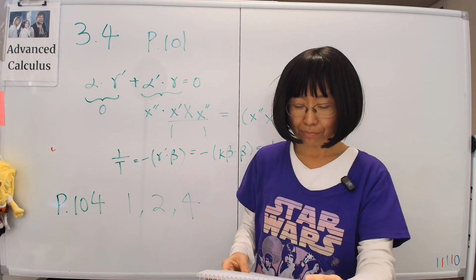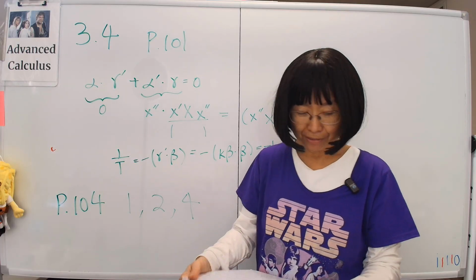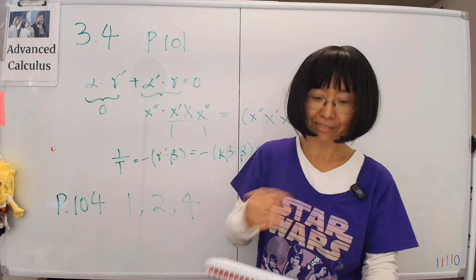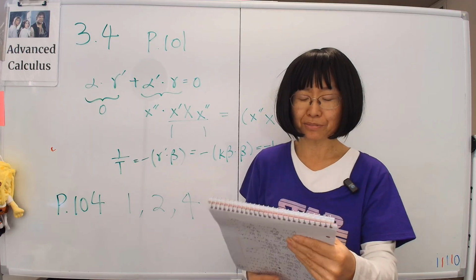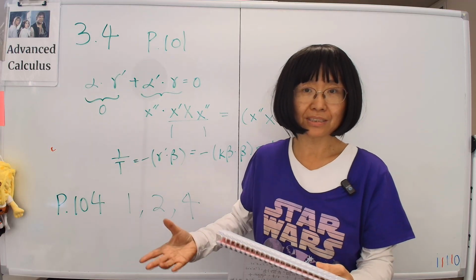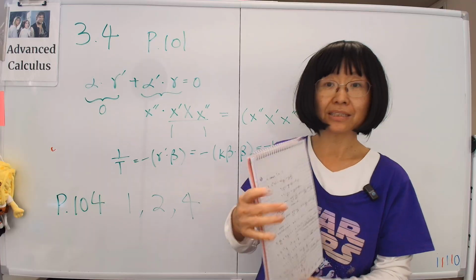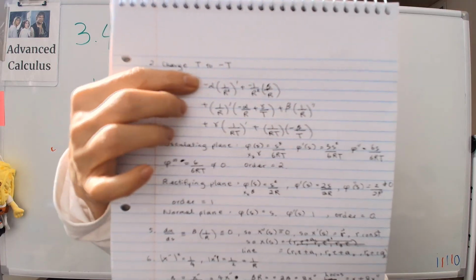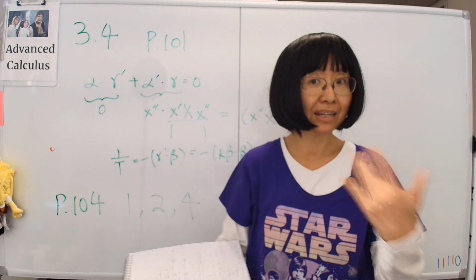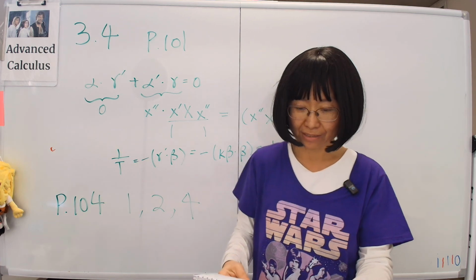Now, then problem 2, I'm not sure why the author thinks it's important to mention problem 2. For problem 2, you just change the formula by changing t to negative t. Okay, as far as I can tell, that's all you have to do, and you'll get the right answer.